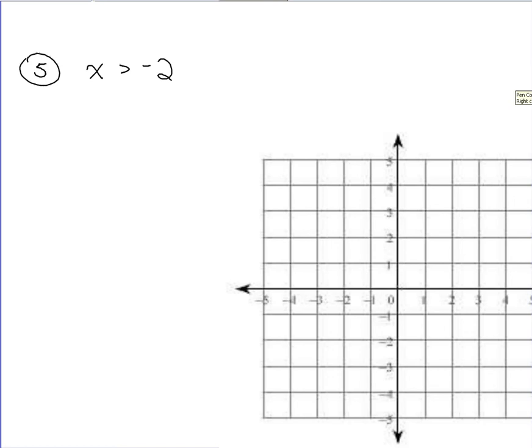So x is going to be greater than -2. Can't solve for y here, obviously. Just have to recognize this is a special line. This would be a vertical line, right? It's a vertical line that passes through the x-axis at -2. And since there's no equals to aspect, this would be a dashed line.